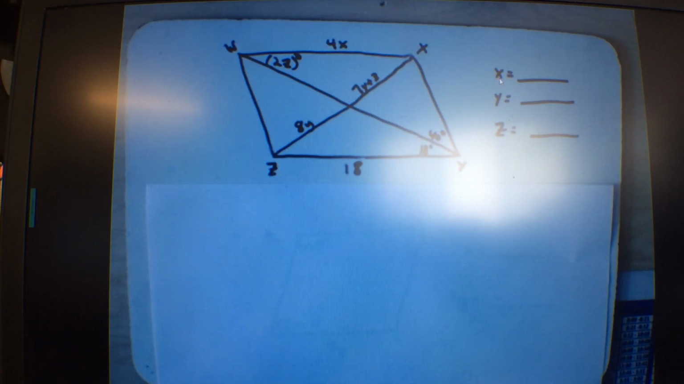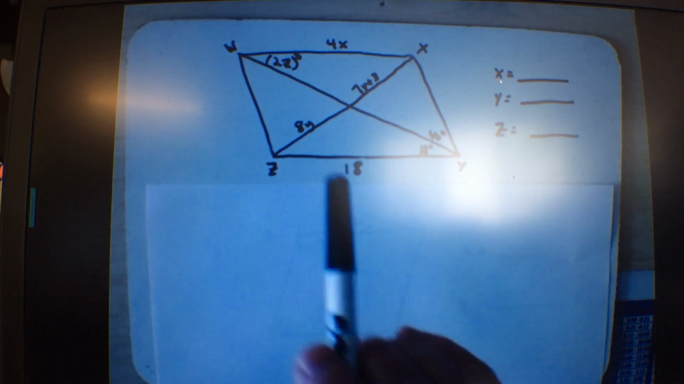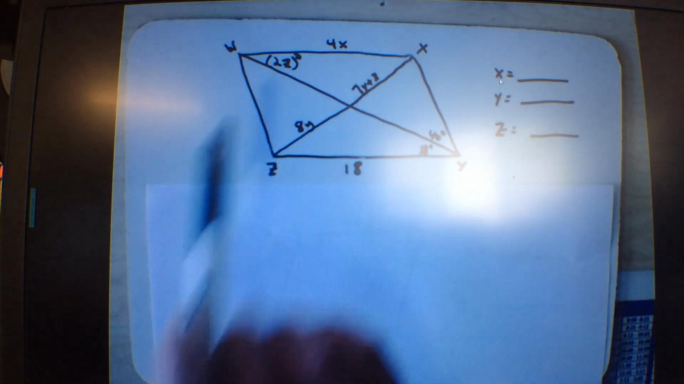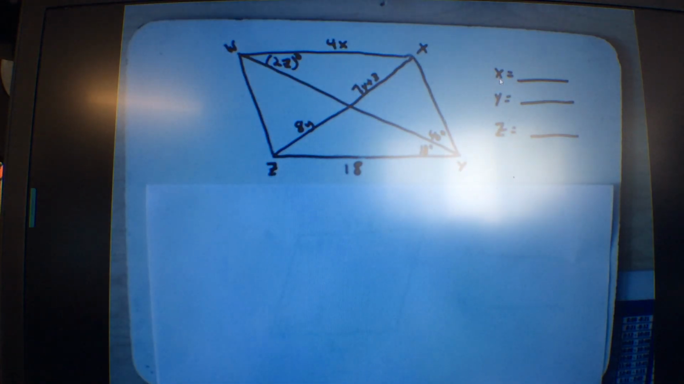Does it say 18 degrees? 18 degrees, yes, and 40 degrees. Is that 7y plus 3? Yes. This is 2z degrees. I put it in parentheses because it was an angle, correct?